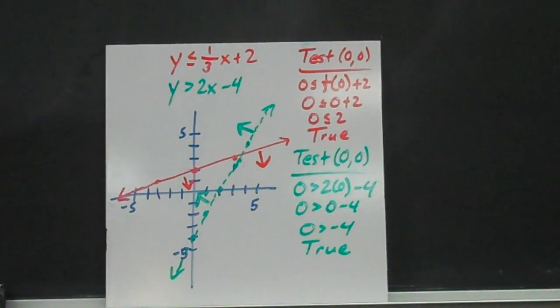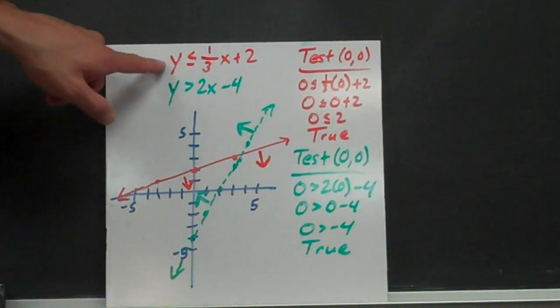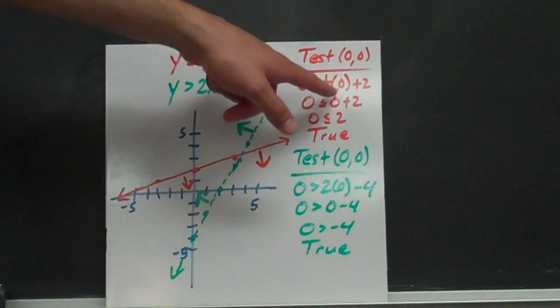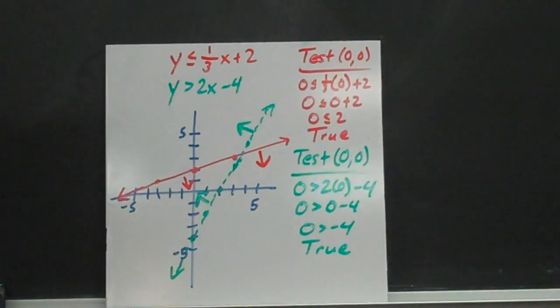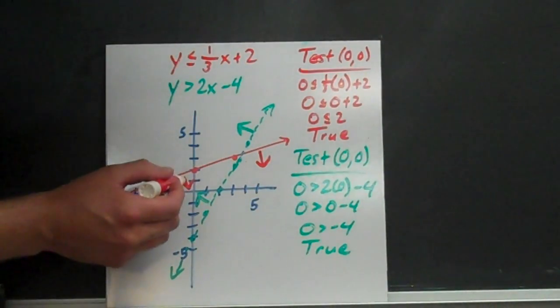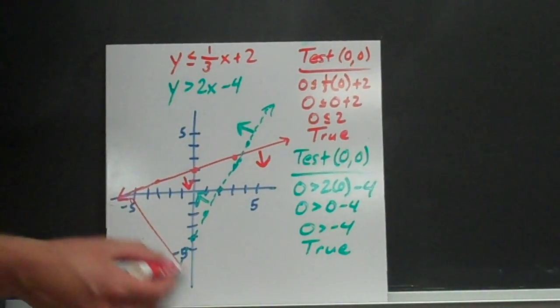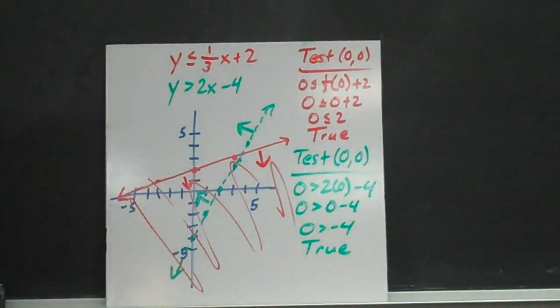Now we want to determine where to shade. For both of these inequalities, we can test the point 0, 0 since neither one of them goes through 0, 0. So for the red line, if we plug in 0 for y and 0 for x, 1/3 times 0 is 0, 0 plus 2 is 2, and we have 0 is less than or equal to 2. That is true. So for the red line, we are going to shade towards 0, so underneath the line, and we can just color all that in very lightly if we need to.